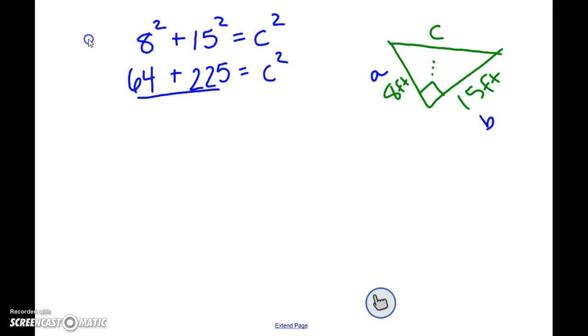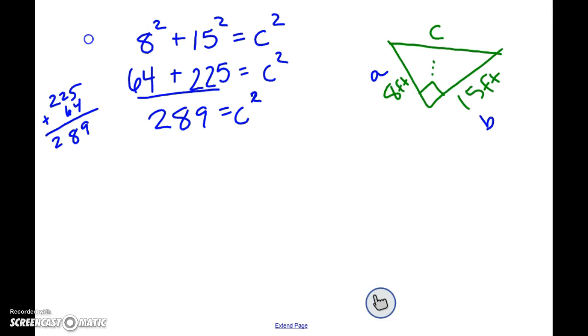Simplify one more time by doing my addition. I'm going to combine my like terms. It's very nice. Both of my terms are constants. I don't have any variables in there. So I'm going to go off to the side here. 225 plus 64 is 289. 289 equals C squared. Okay, my question though is, what is C? I don't want to know the area of the square. I want to know what the length of the hypotenuse is.